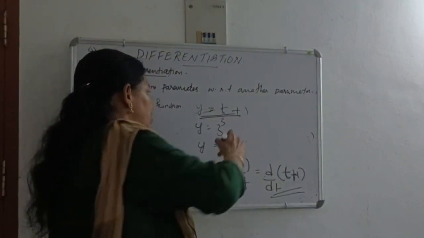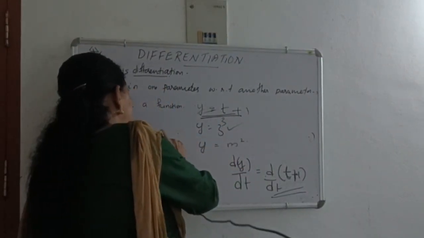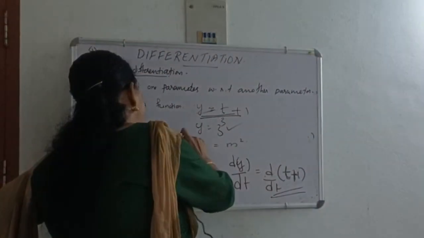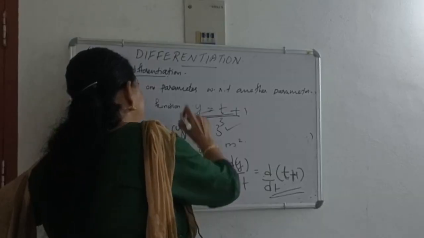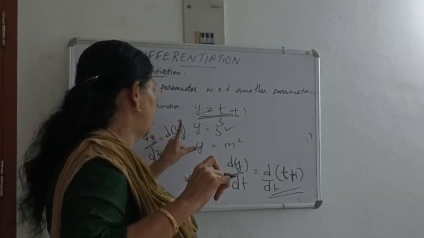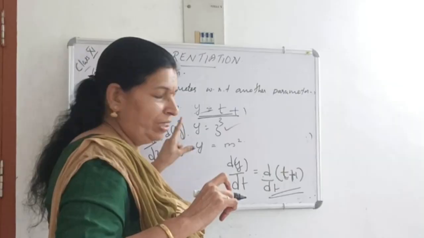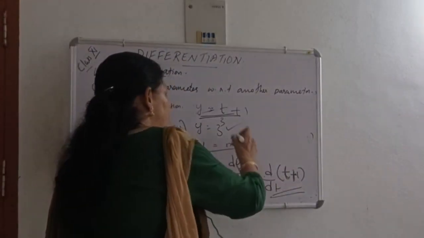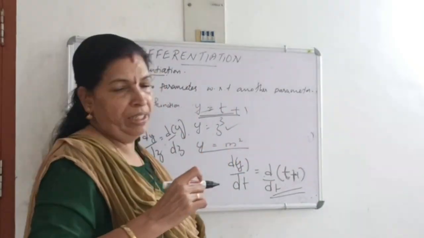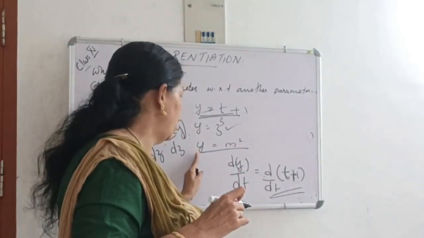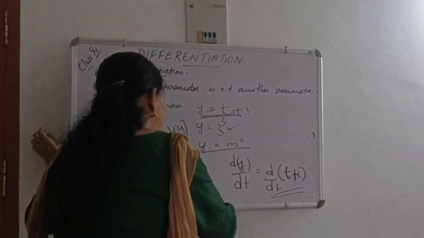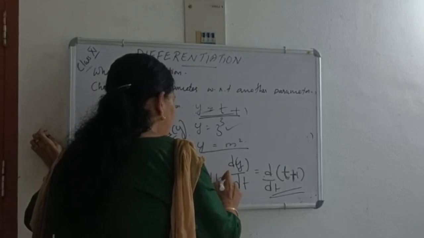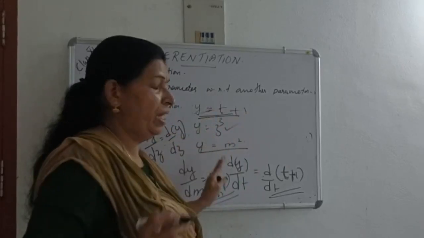Consider a function y equal to z cube. Then we have to write dy by dz instead of dy by dx. dy by dz means d by dz of y, that is the derivative of the parameter y with respect to another parameter z. If y is in terms of m, y and m are here the parameters, then the change of y with respect to m is denoted by dy by dm, that is d by dm of y. This process is known as differentiation.